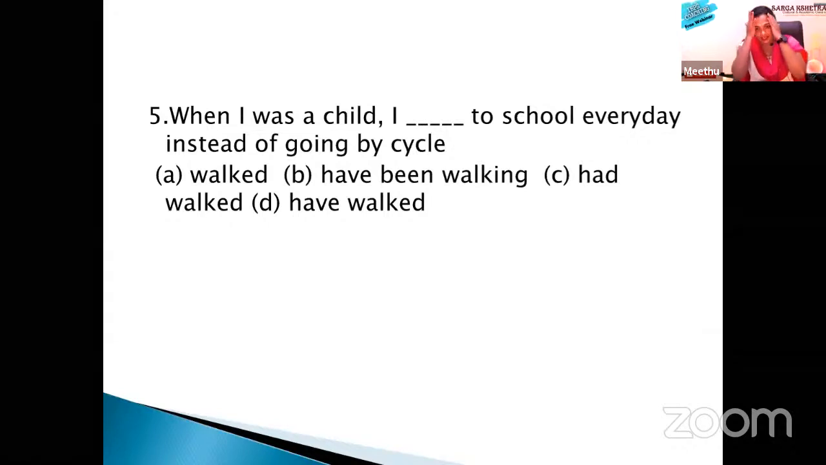Okay, moving on. We'll just go straight into the question. When I was a child, I dash to school every day instead of going by cycle. You have options: walked, have been walking, had walked, and have walked.